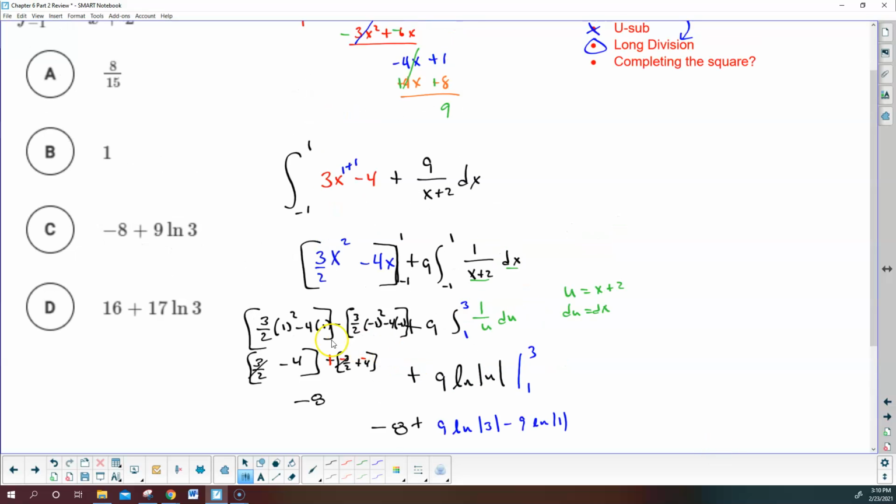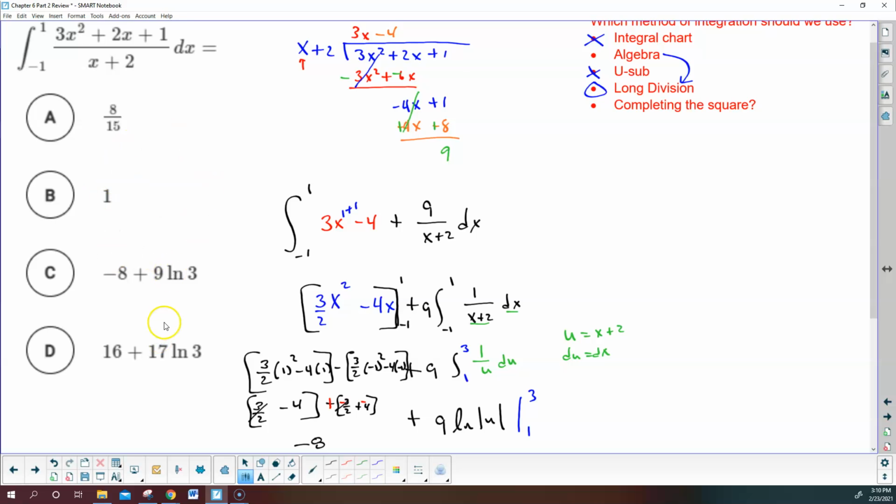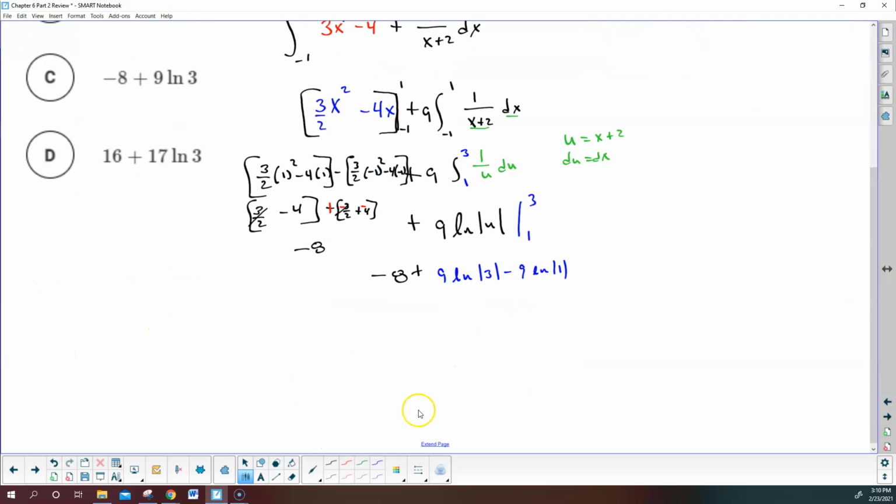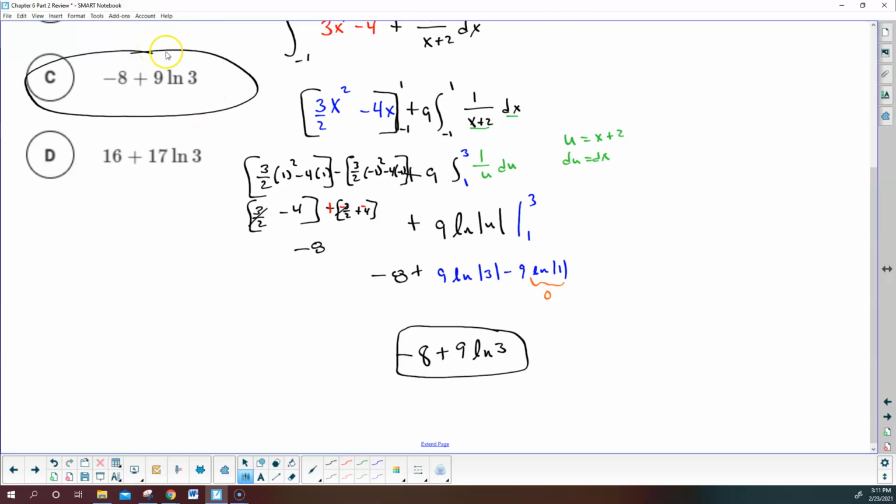Now you'll notice that isn't one of my answers. It's close, but something goes away. And it's this part right here. We do have to know that the natural log of 1 is 0. So this whole thing is 0, which means my final answer is negative 8 plus 9 times the natural log of 3, and I can write this as a positive 3 because if I use the absolute value, that turns into just a 3, and the answer is C.